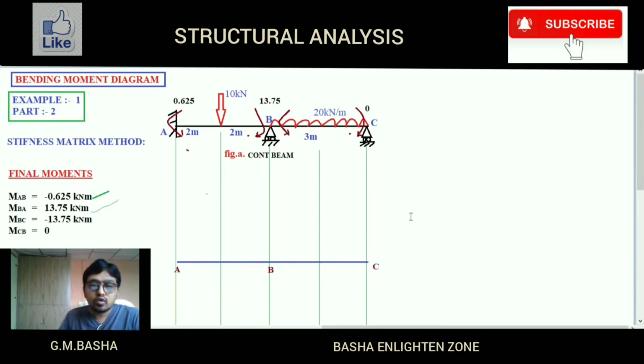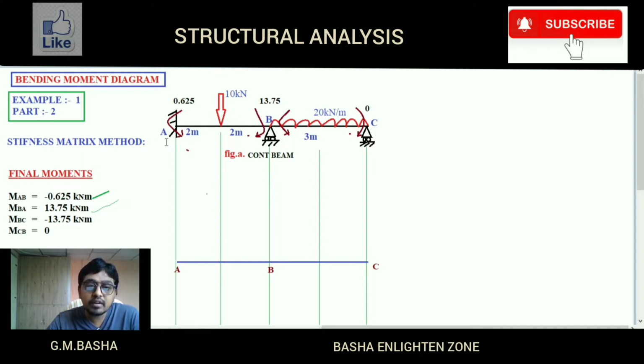So you can draw the fixed bending moment diagram and the free bending moment diagram. Then only you will obtain the resultant bending moment diagram. The fixed bending moment diagram can be obtained by using these given values, and the free bending moment diagram can be drawn by using the given loads. So always remember that one.